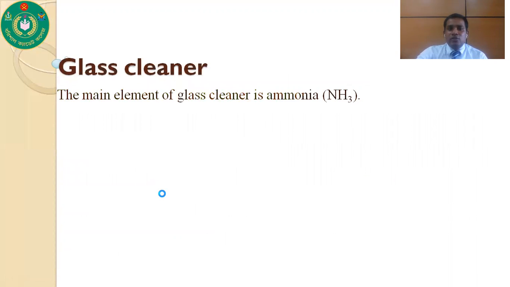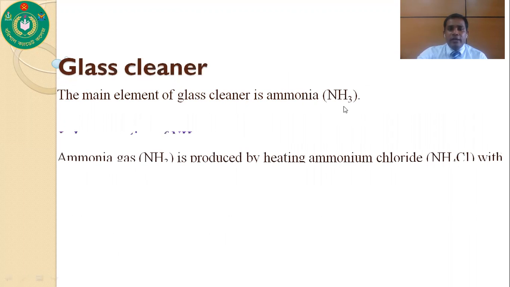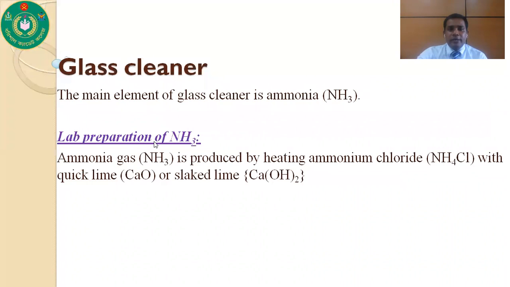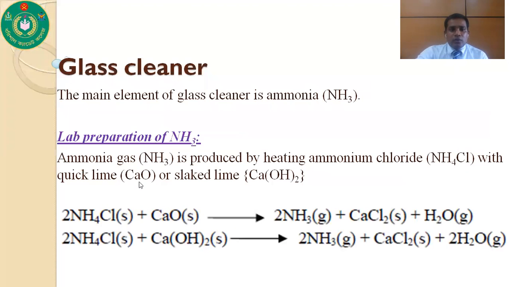So the main element of glass cleaner is ammonia gas. So how can we prepare ammonia gas? In the laboratory, we can prepare ammonia gas by reacting ammonium chloride with quicklime or slaked lime. When ammonium chloride reacts with quicklime, that is calcium oxide, we get ammonia gas, calcium chloride and water.